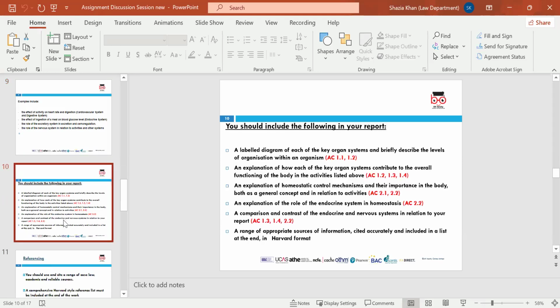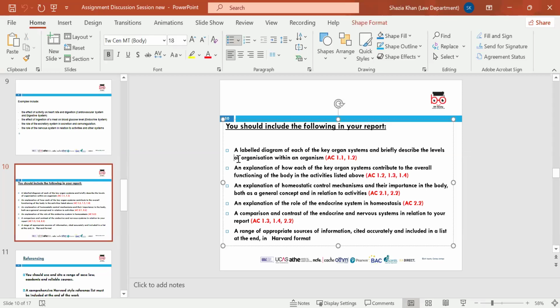So we'll go through now what you should include in your report. There are six things that you need to include. Firstly, you need to include a labeled diagram of each of the key organs and briefly describe the levels of organization within an organism.